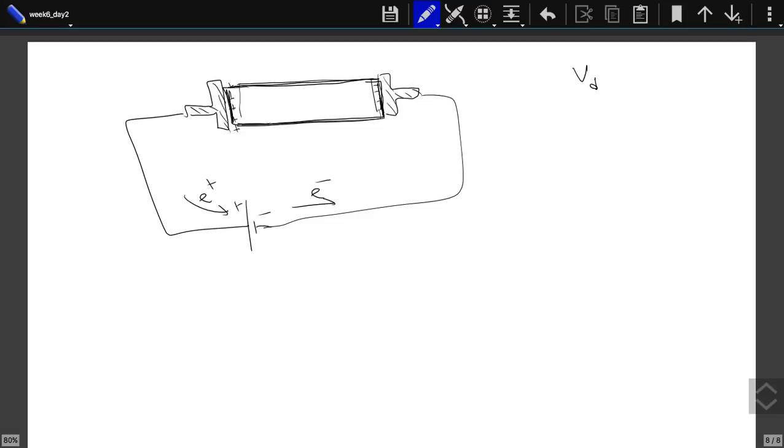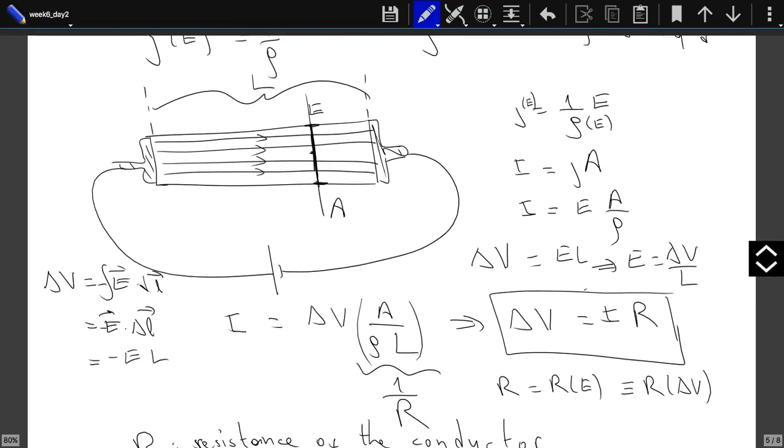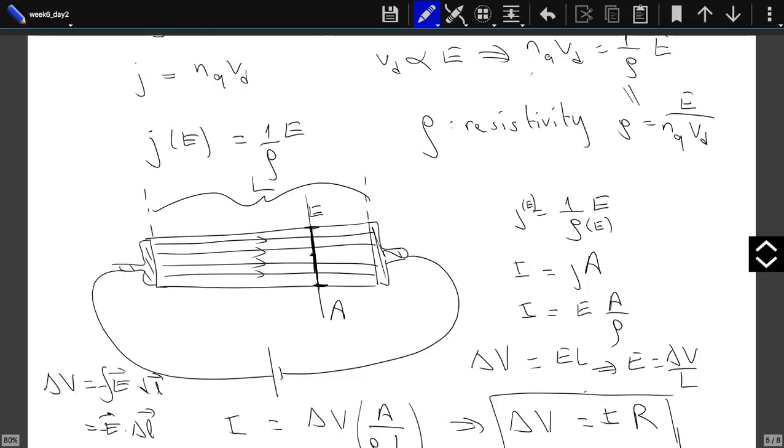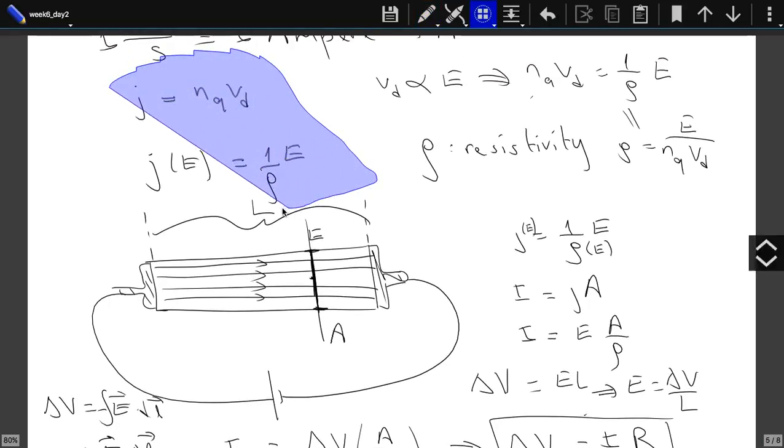Now, let's remember some of our definitions. I will take these ones. In fact, this one.